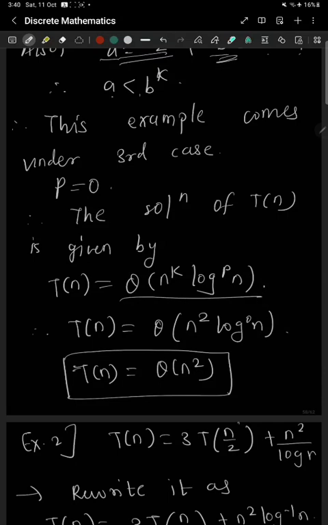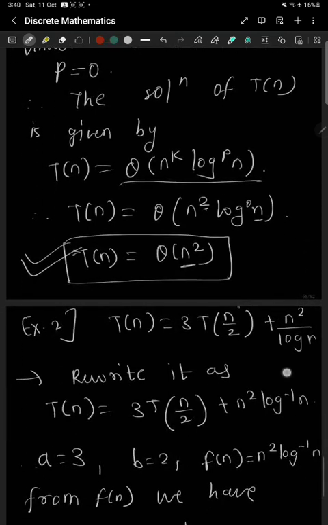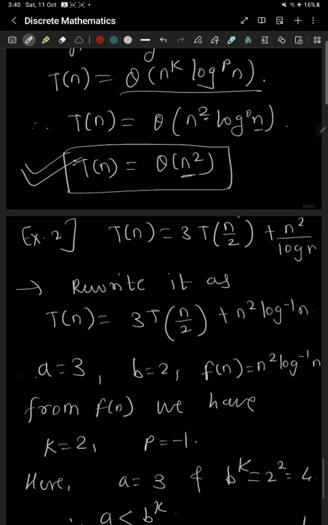So just put the values now. K is equal to 2, we put it here. P is equal to 0. As the log power is 0, the term simplifies to 1. So only n square remains, hence the solution is this. Now the second case, which is p less than 0.